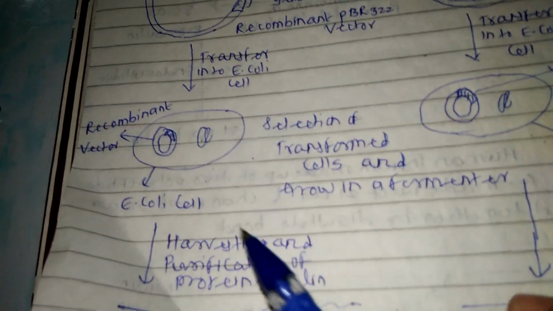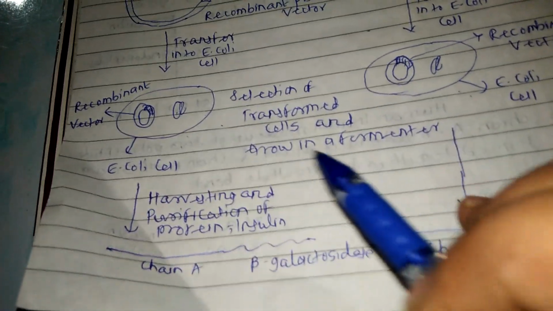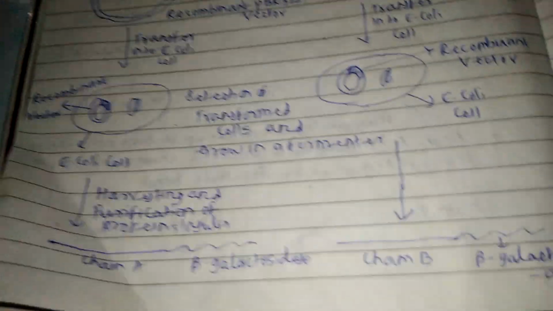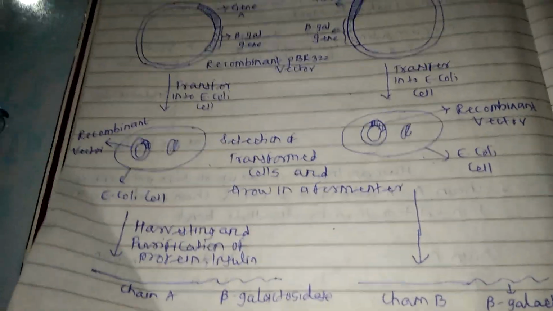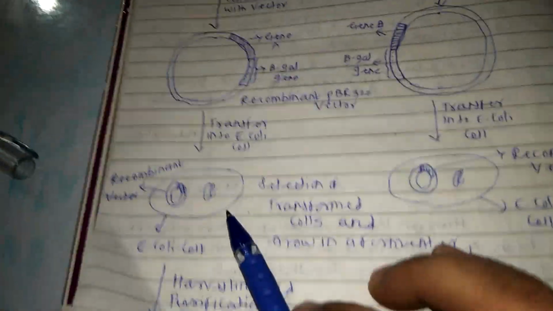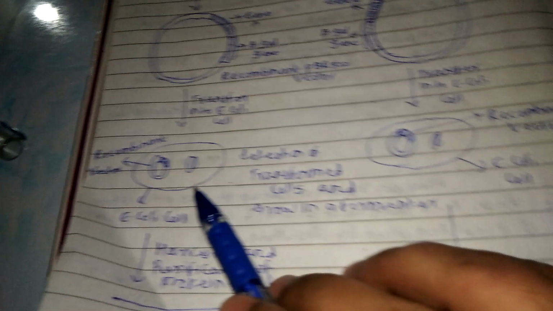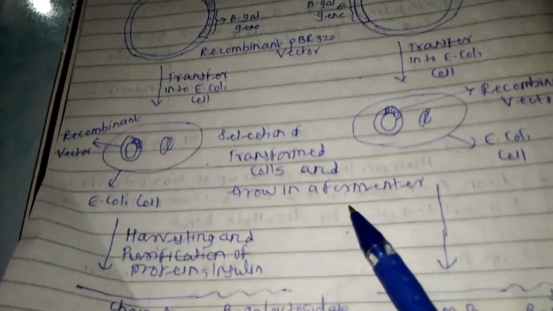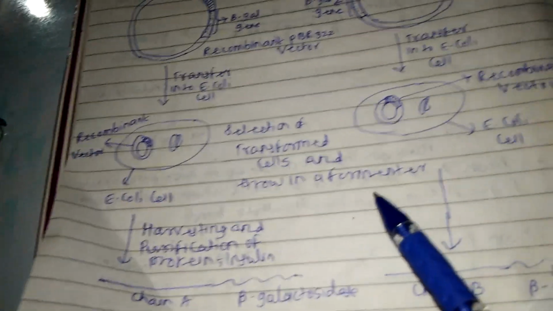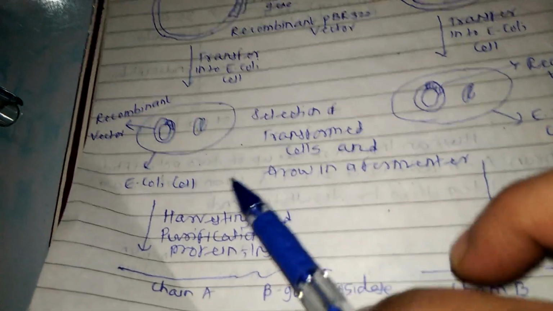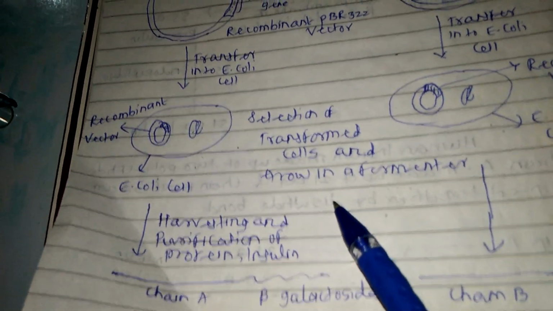Finally we require the transformed cells, and these transformed cells are then grown in a fermenter, because our aim is to produce human insulin protein in a large quantity. Here we draw a single bacterium, but a number of transformed cells are present. These transformed cells are inoculated on the media in the fermenter, and the bacteria take nutrients from that media and start multiplication, so the number of bacterial cells increases.